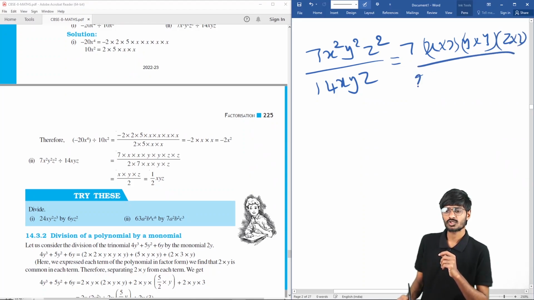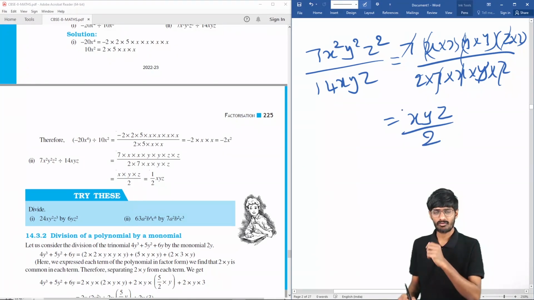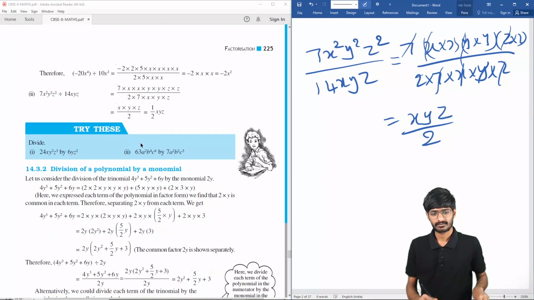Divided by 14 means 2 into 7 into x into y into z. So x cancels, y cancels, z cancels, and 7 will be cancelled, and there is x, y, z in the numerator and there is 2 in the denominator. So that is the way of performing the task, students.